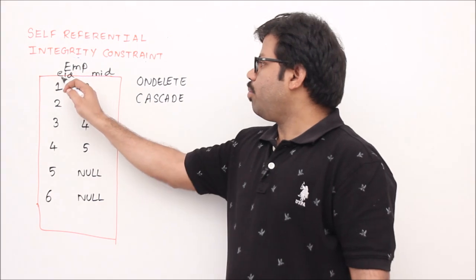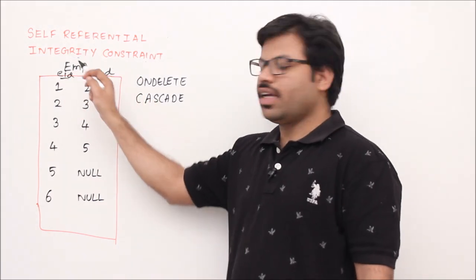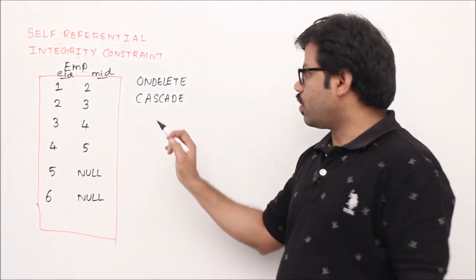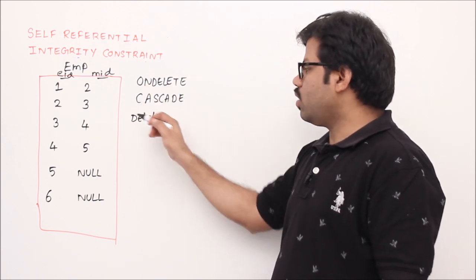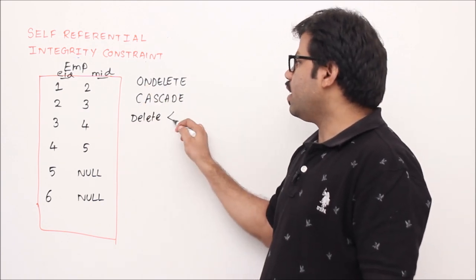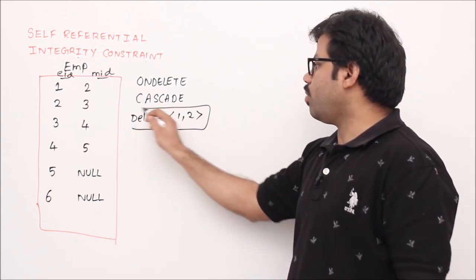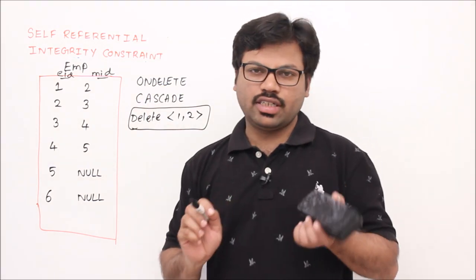So employee table, employee ID, manager ID. Same story, manager ID is the foreign key which is referring to employee ID. So on delete cascade is used. Now the question: you know the syntax for deleting, right? Let's say delete 1 comma 2 is used. Example, if I delete 1 comma 2 from this table, what happens is the question. How many tuples overall will be deleted is the question.